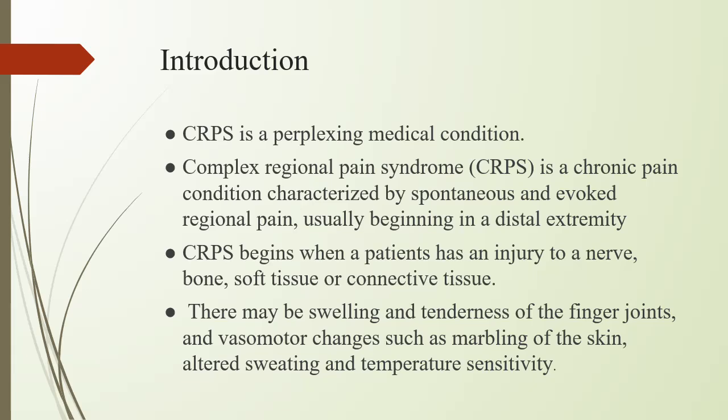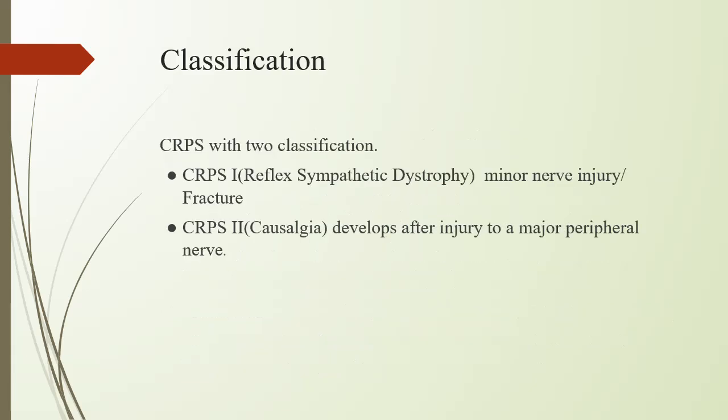CRPS begins when a patient has an injury to a nerve, bone, soft tissue, or connective tissue, and there may be swelling, tenderness of the finger joint, and some vasomotor changes will be seen. CRPS has two classifications, CRPS 1 and CRPS 2. CRPS 1 replaces reflex sympathetic dystrophy, which follows minor nerve injury or fracture. CRPS 2 is causalgia, which develops after injury to a major peripheral nerve.